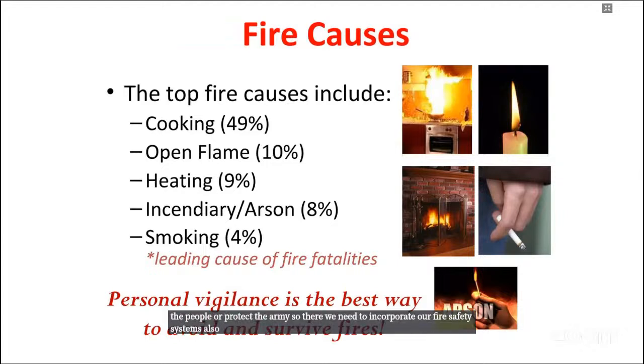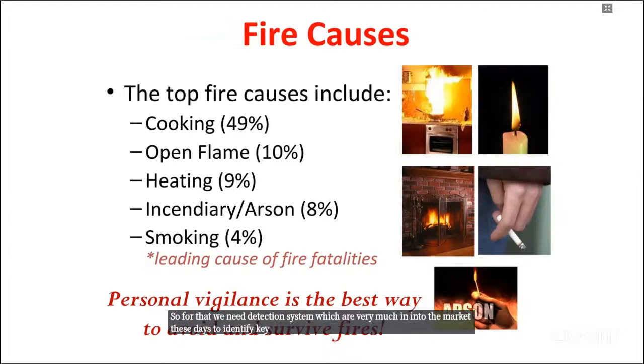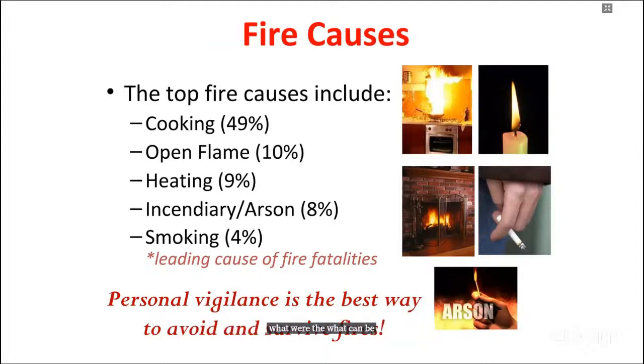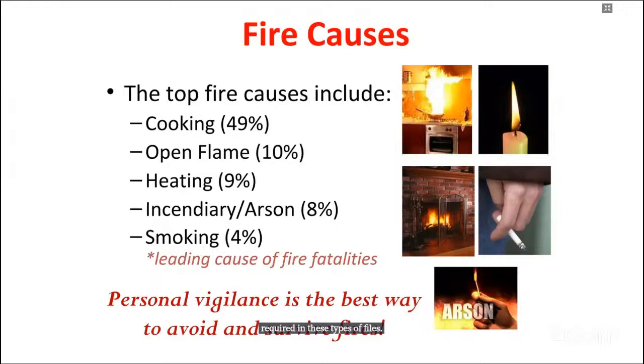So for that we need detection systems, which are very much in the market these days, to identify what can be the attempts in the future, or what were the attempts earlier also. And fire suppression systems are also very important here. When we are implementing the strategic placement of suppression systems, it's very much required in these types of fires. Next is smoking. This is almost 4%, and this is also very much harmful.